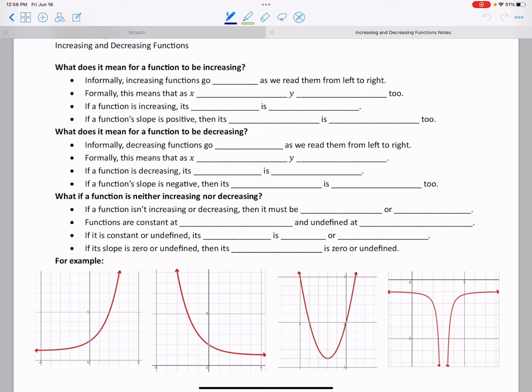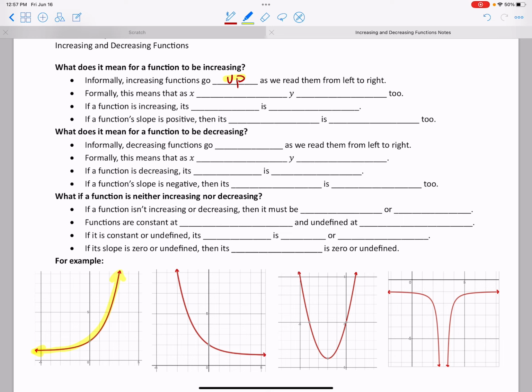So let's start by talking about what it means for a function to be increasing or decreasing. These are terms you've probably heard of before, and I think we've even mentioned them so far in this class. But just to be safe, informally, if a function is increasing, it just means that if we read from left to right, the graph is going up. So we're going to say it's increasing if the graph is going up as we read it from left to right. If we're going up from left to right, it's going to look something like this first picture here. So that entire graph in that first picture is increasing. It is moving up from left to right.